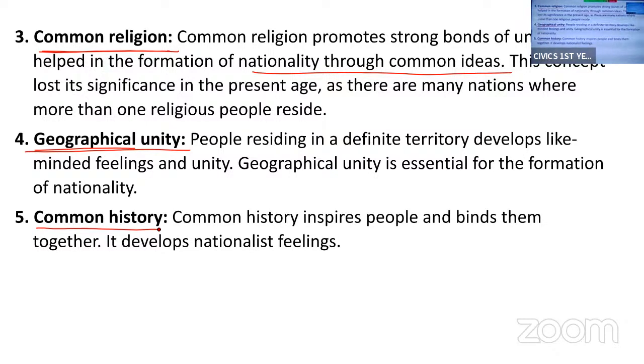History binds people together to form into a nation. If you see the history of India, it was the aspirations of the people of India to get independence from the Britishers. So they came together and formed an independent India. So nationalist feelings are developed through common history. History inspires people to bind together and develop the feeling of nationality.